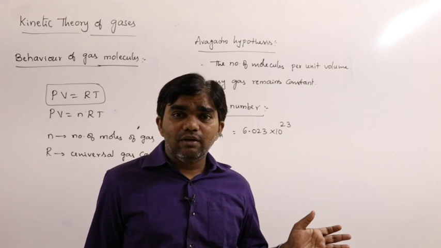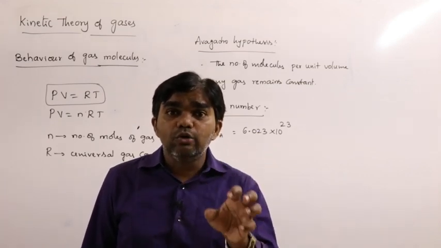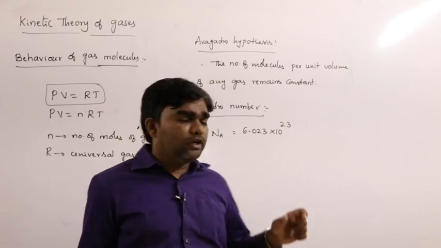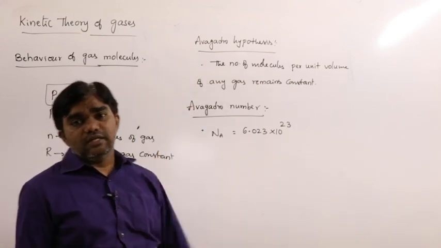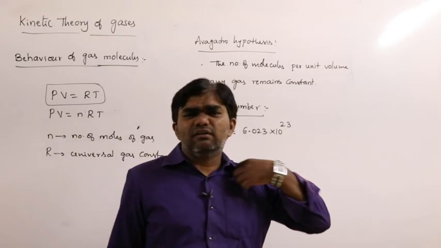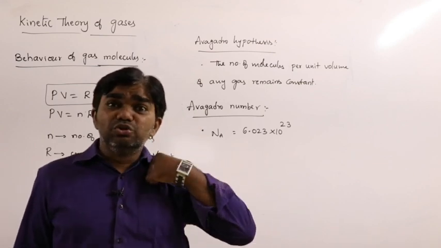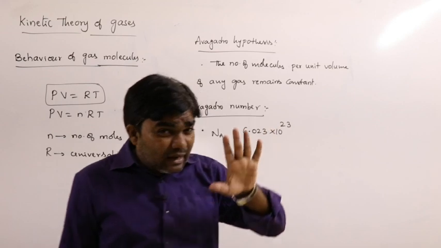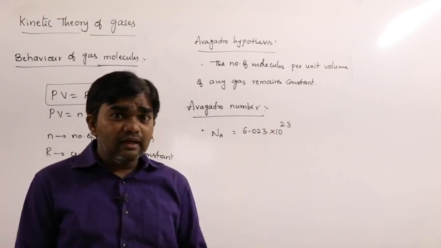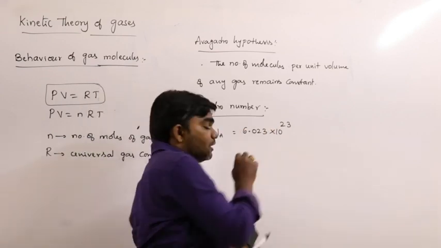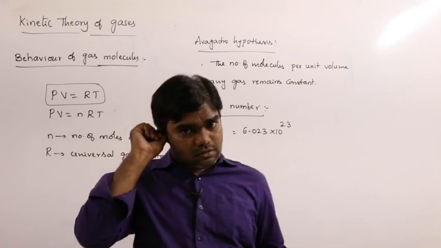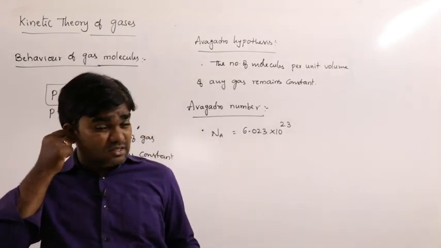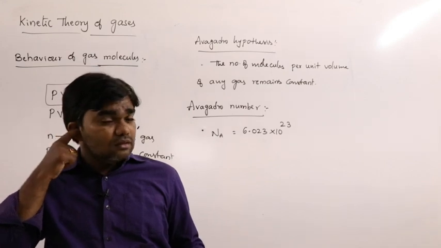What is this Avogadro number? The number of molecules per unit volume, which always remains constant. And this is a huge number, 6.023 into 10 to the power of 23. Practically, measurement of this number is impossible, so this is an assumption. That's why practically the measurement of this number is not possible.